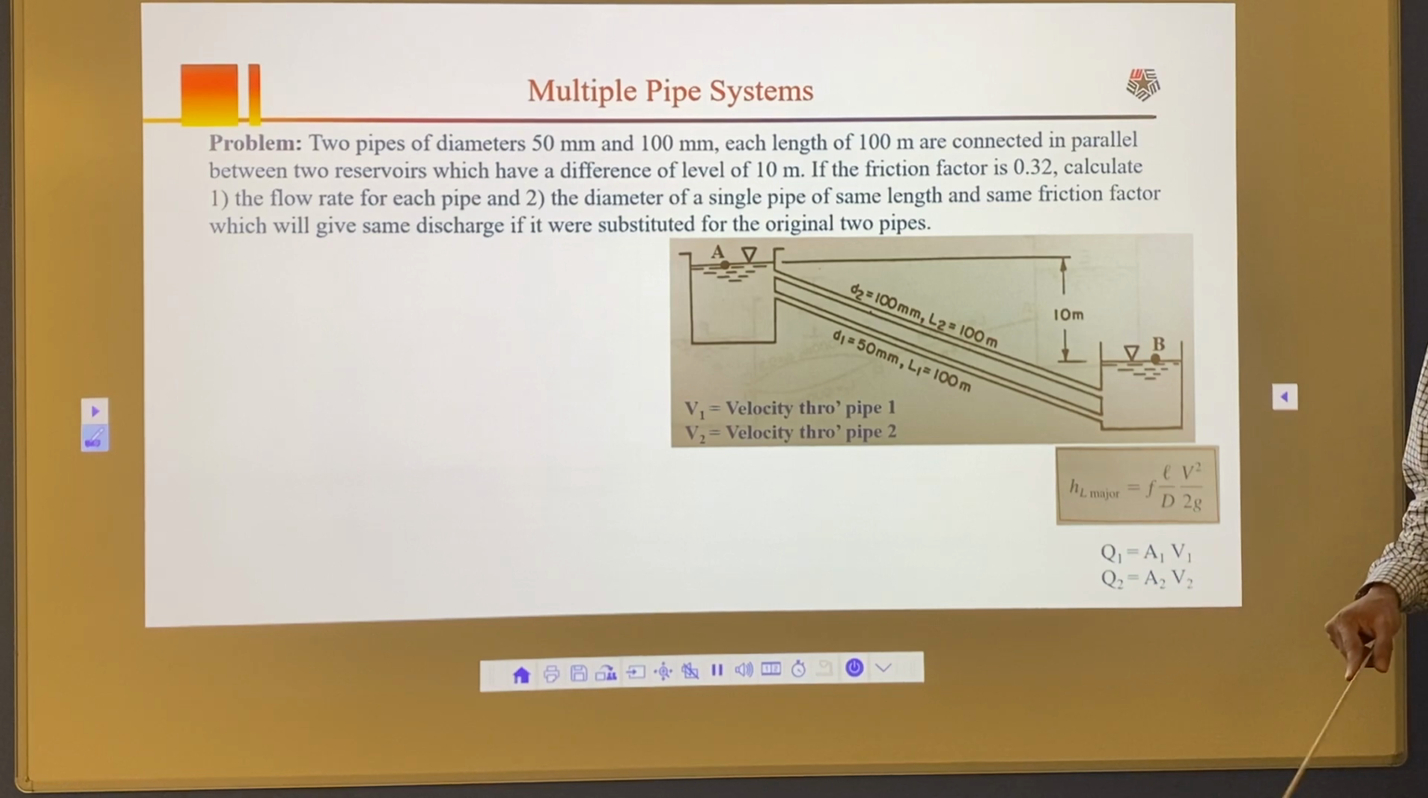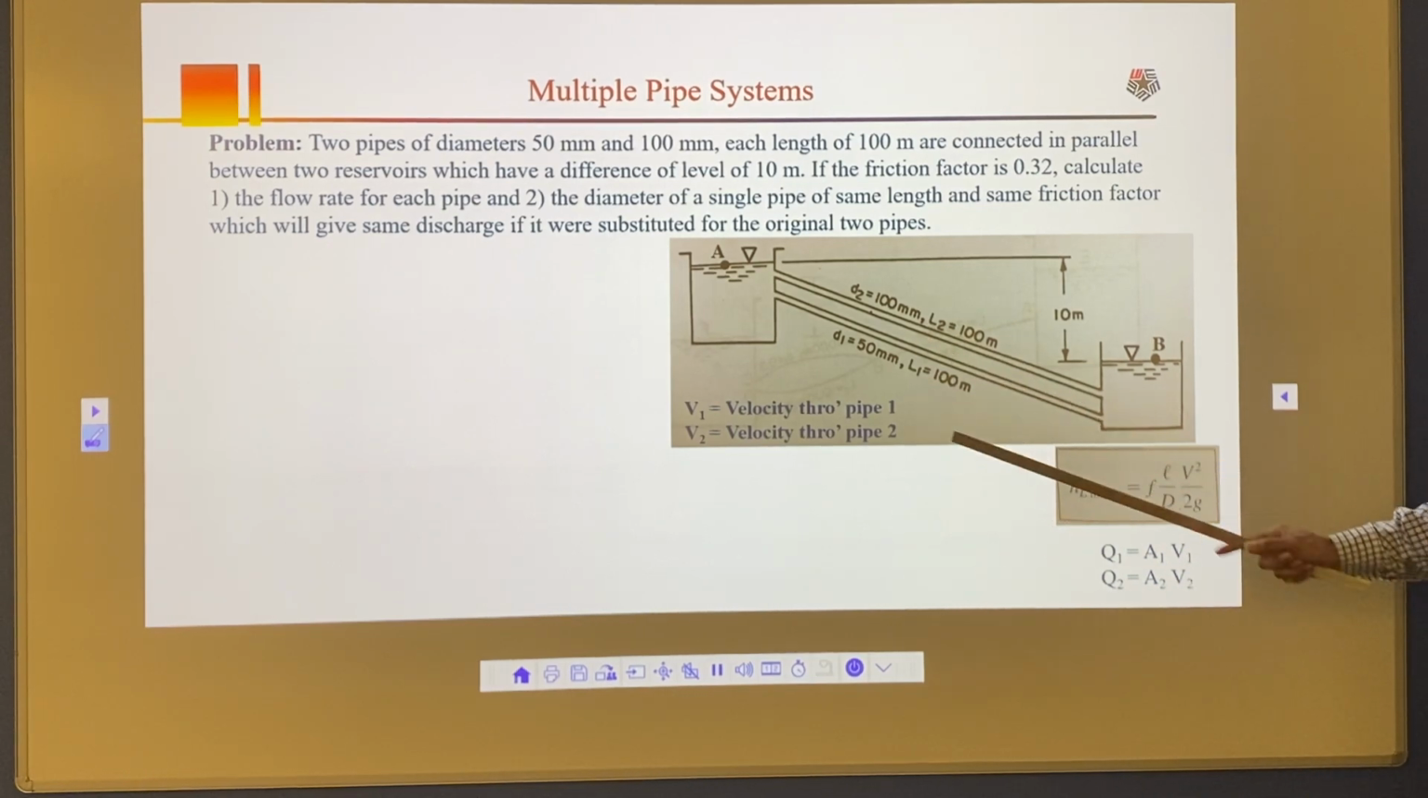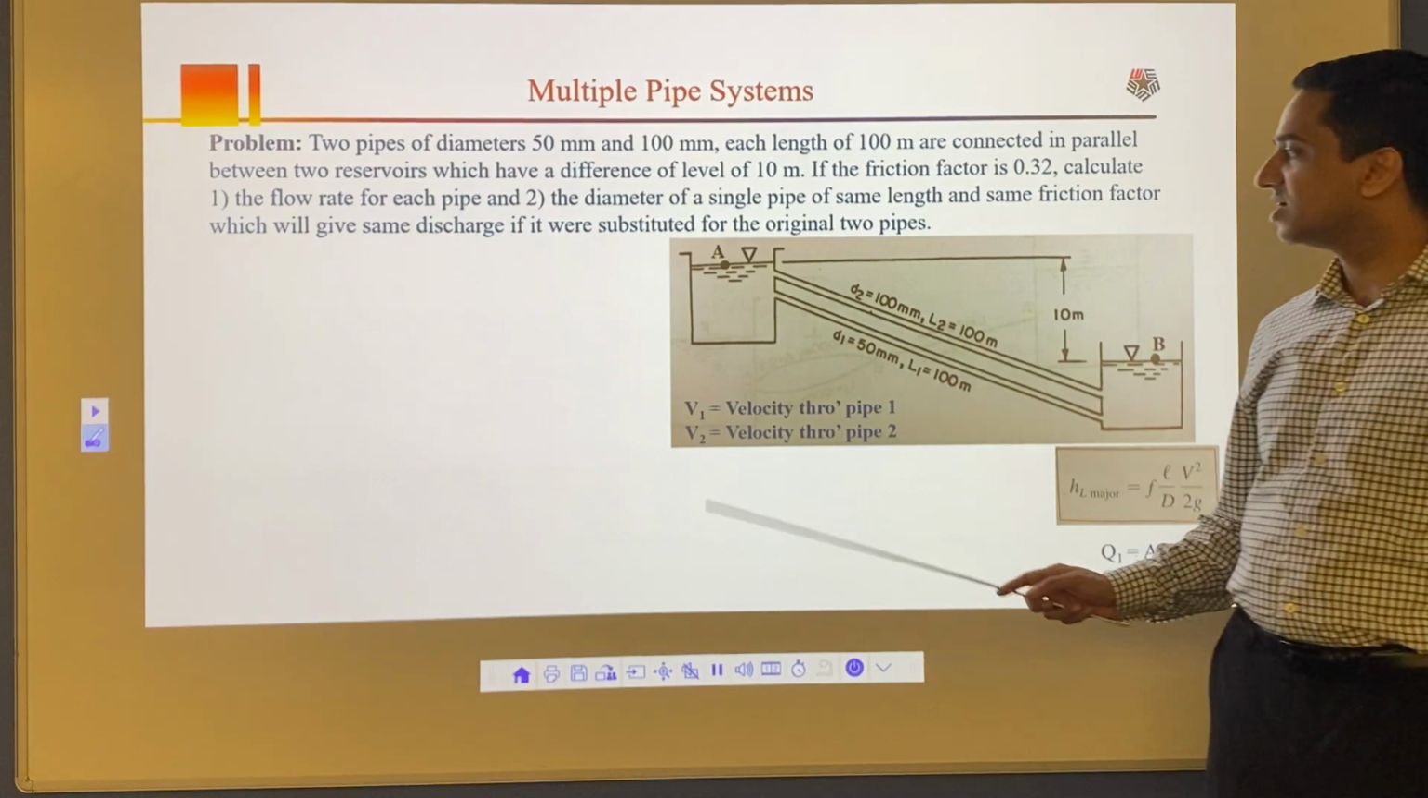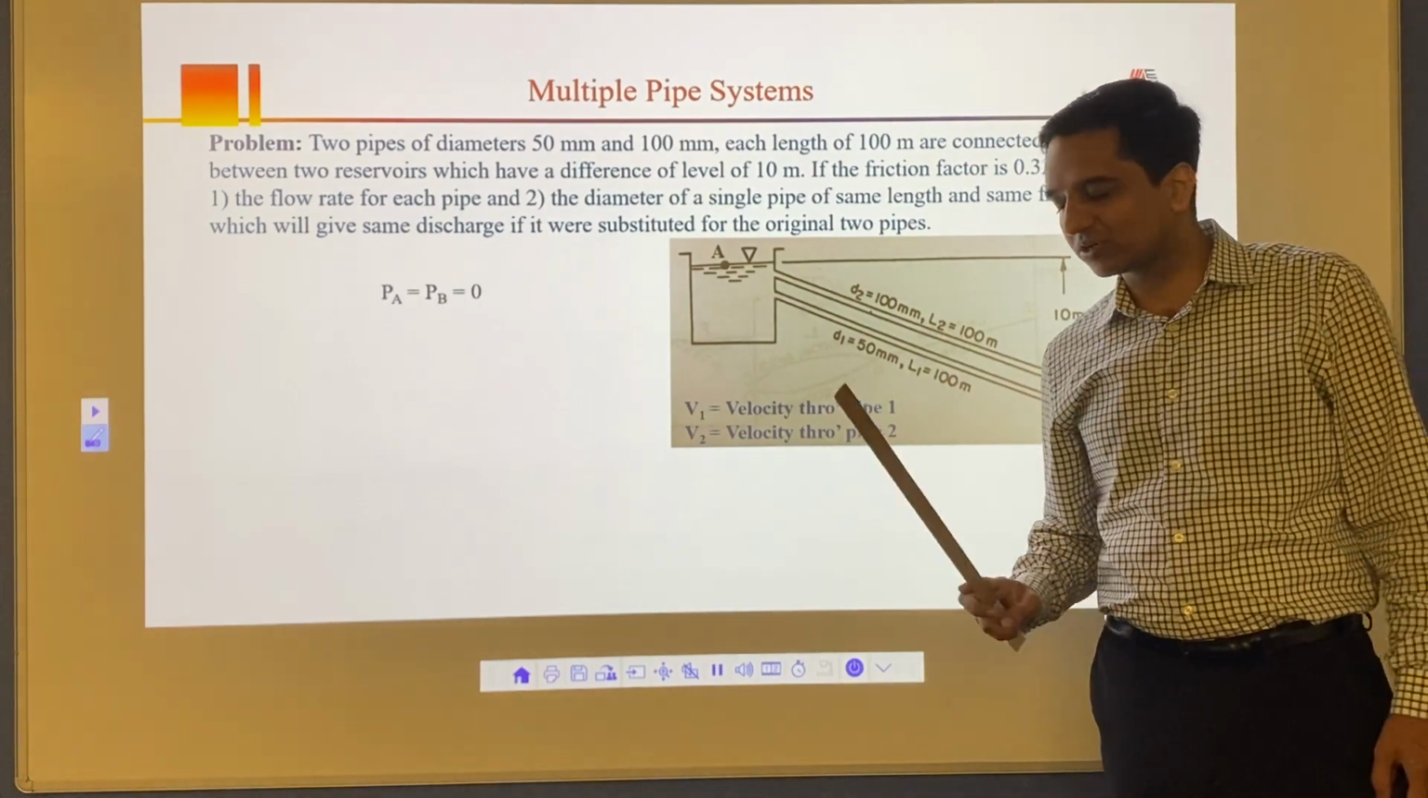If you know these velocities, you should be able to get flow rate. So that's the goal, to calculate velocities to get flow rate for the first part. Now here I am going to make some assumptions for this kind of problem.